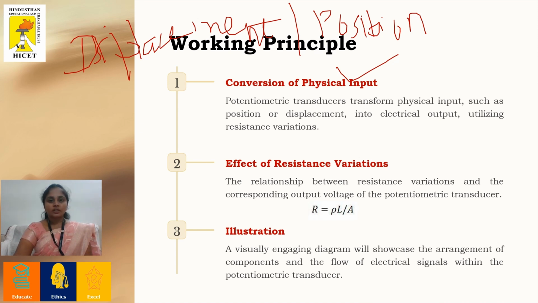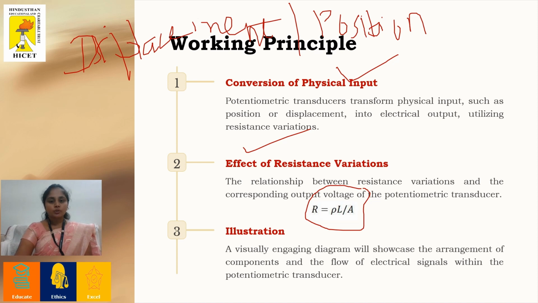How does it change into an electrical quantity? It doesn't directly convert the displacement into the electrical quantity. Intermediately, there is a process called resistance variation. We know the basic logic that the resistance varies depending upon the length, area and resistivity of the materials.